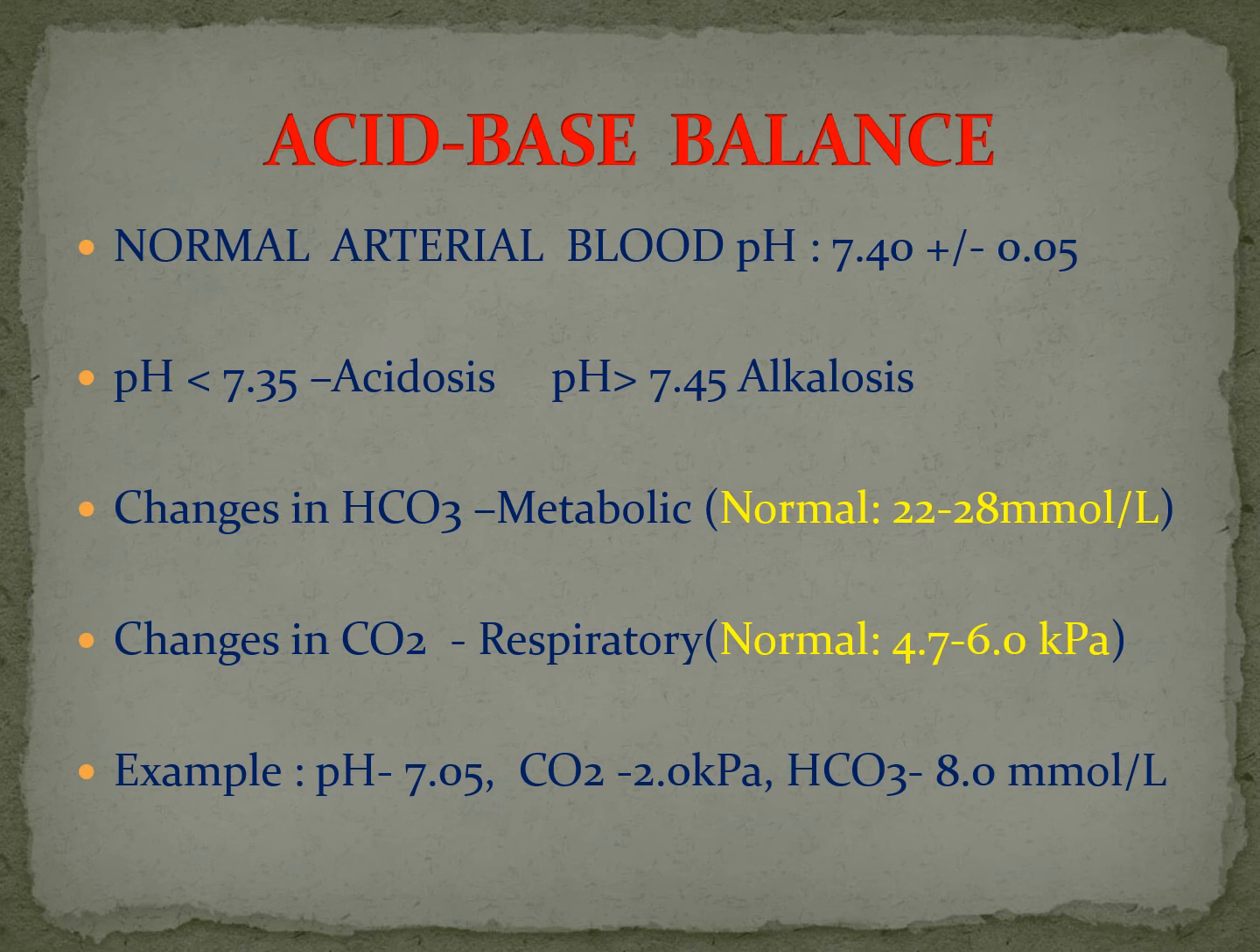Next one is the acid base balance. In acid base, the normal blood pH is around 7.4, plus or minus. When you become alkalosis, it is greater than 7.45. If it's less than 7.35, that is called acidosis. If it is due to the bicarbonate, that is called metabolic acidosis or alkalosis. If it is due to the carbon dioxide, that is respiratory acidosis and alkalosis.